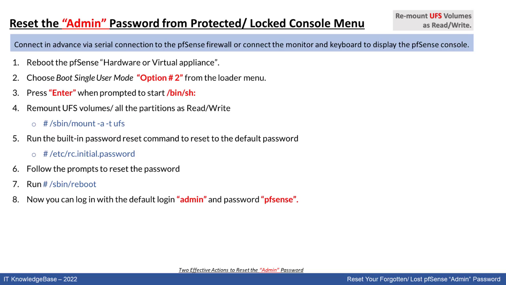Run the built-in password reset command to reset the default password. Enter this command and hit enter. Follow the prompt to reset the password. Now finally run /bin/reboot and hit enter to reboot your pfSense firewall. Now you can log in with the default login admin and password pfSense and change the password to be more secure.